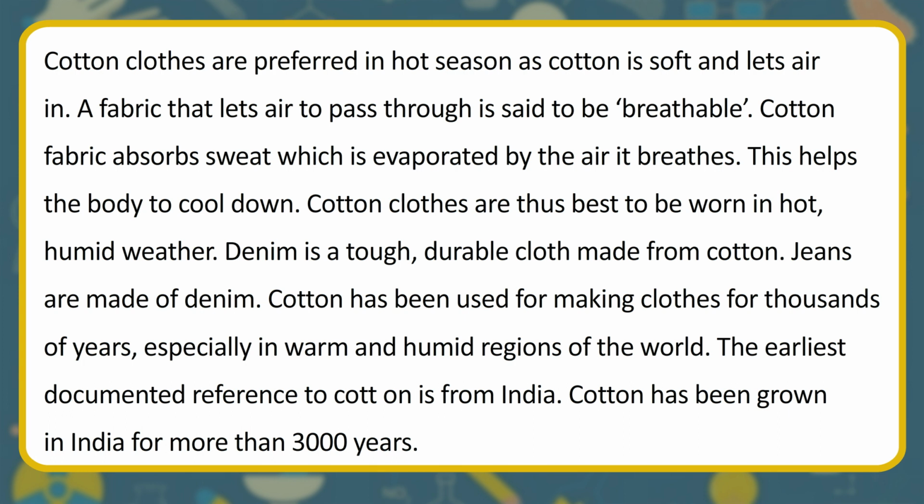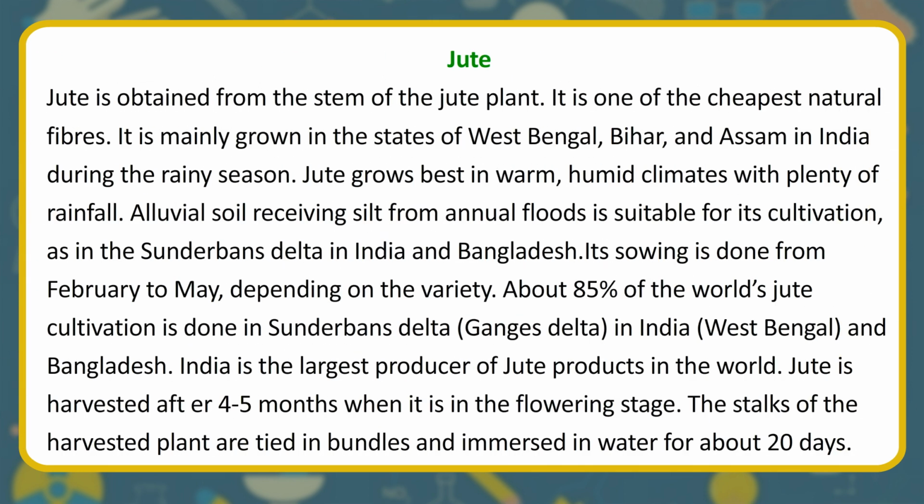Cotton has been grown in India for more than 3,000 years. Jute. Jute is obtained from the stem of the jute plant. It is one of the cheapest natural fibers. It is mainly grown in the states of West Bengal, Bihar, and Assam in India during the rainy season.